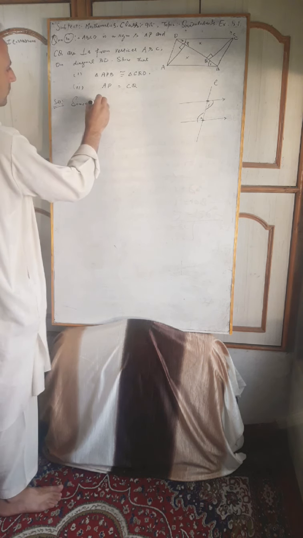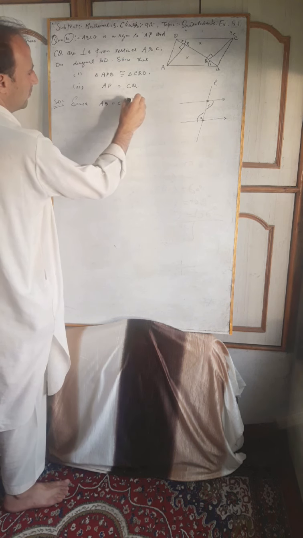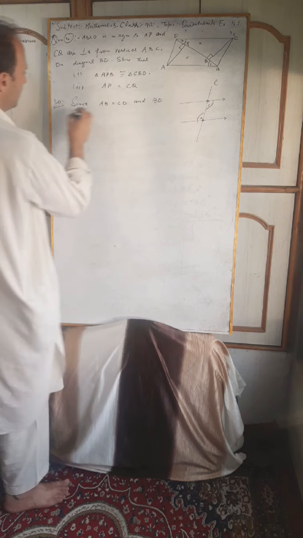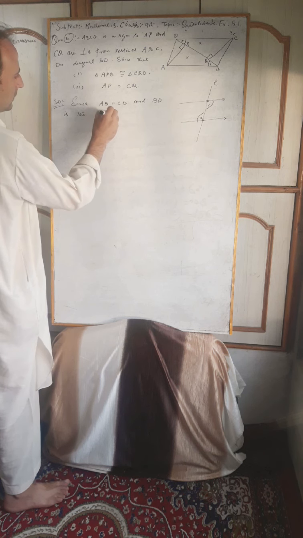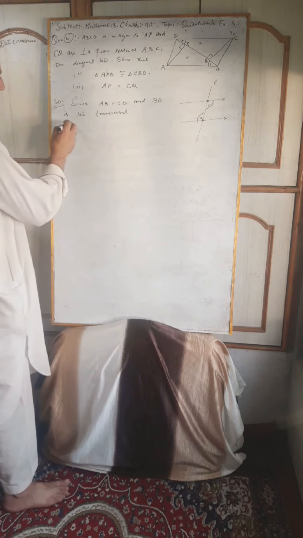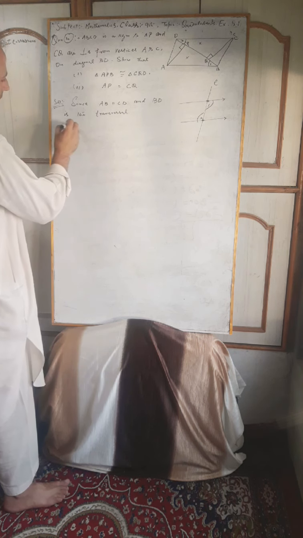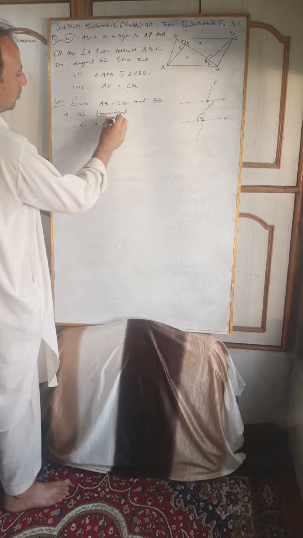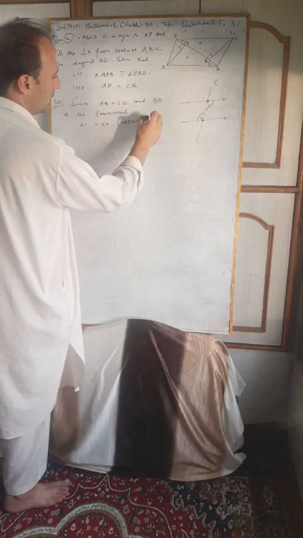Since AB is parallel to CD and BD is the transversal, alternate angles are equal. Therefore, angle 1 is equal to angle 2 because these are alternate interior angles.